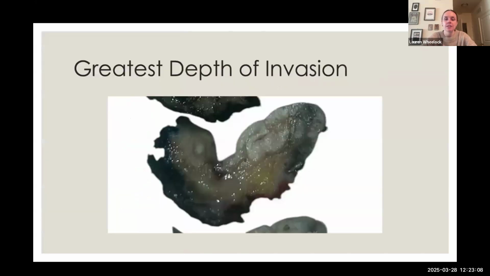So if we zoom in, this is what we see. We have very white, firm cut surfaces, and the tumor looks invasive via a pushing front of tumor rather than a cord of cells or an ill-defined area of invasion.